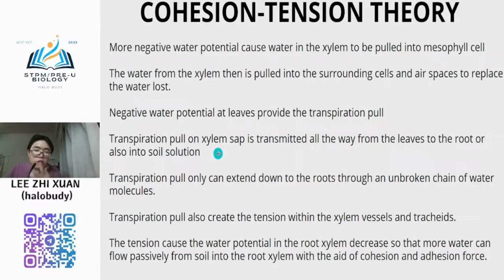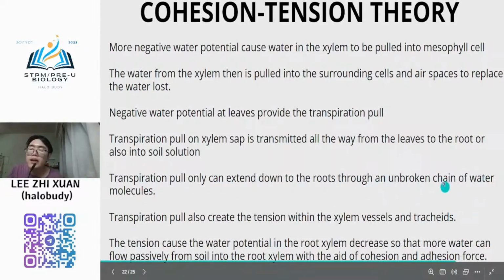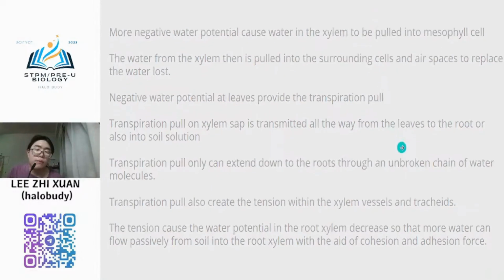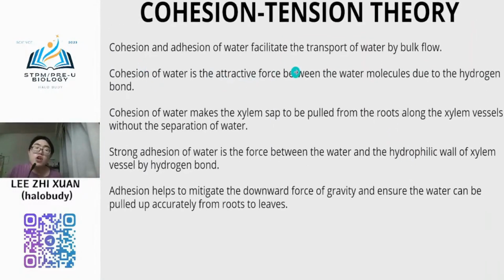So the transpiration pull is transmitted from the leaf to the root, or also into the soil solution, and unbroken. So the transpiration pull can extend down to the root through an unbroken chain of water molecules. This unbroken chain of water molecules is due to the cohesion tension theory, the cohesion tension hypothesis. Okay, so what does it mean? Normally in cohesion tension theory, there are two main things you need to know: the cohesion of water and also the adhesion of water.